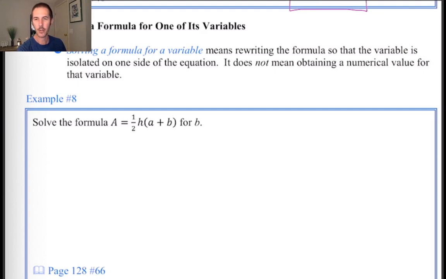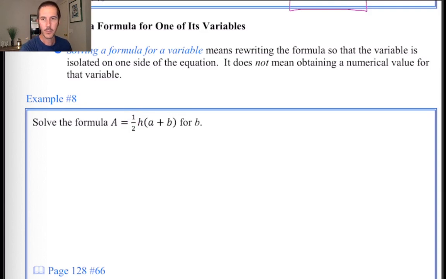This is an area equation, 1/2 the height times the sum of the bases. What's really happening here is we've got 1/2 the sum of the bases, which is the average of the bases, A and B. So this is actually the formula to find the area of a trapezoid. I loved geometry so much that I even remember that today.